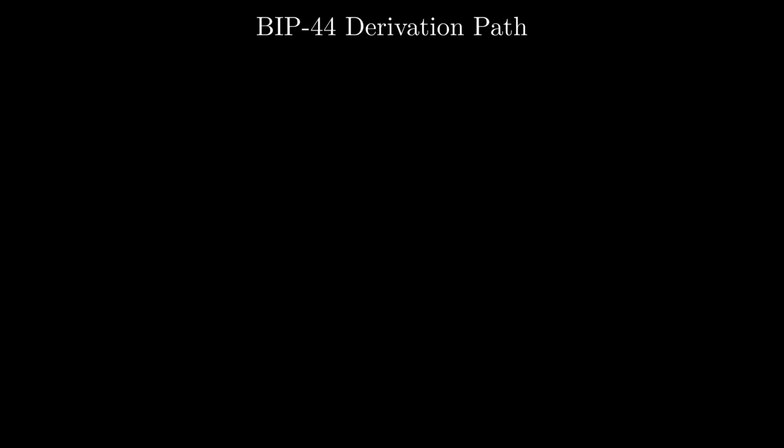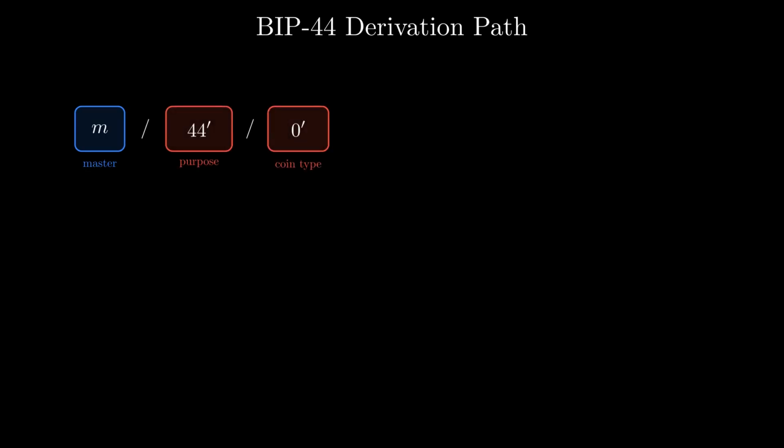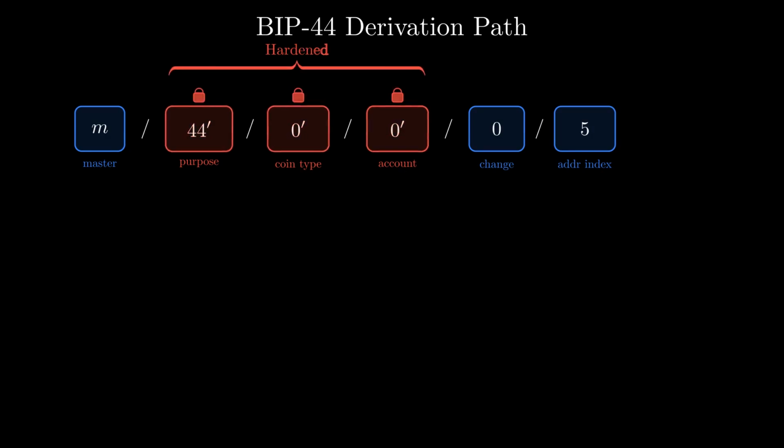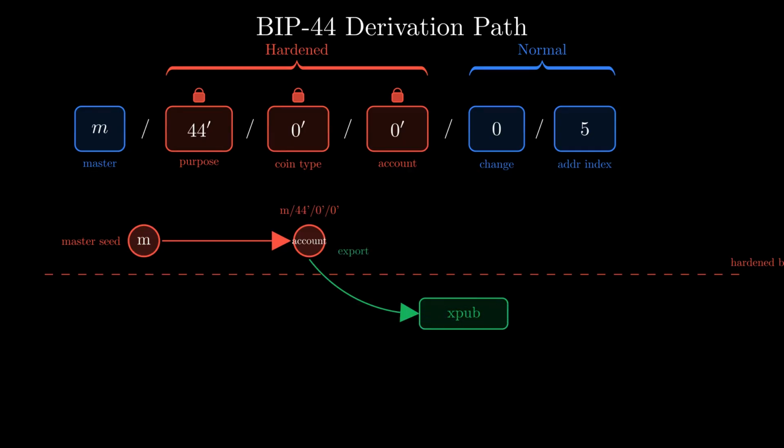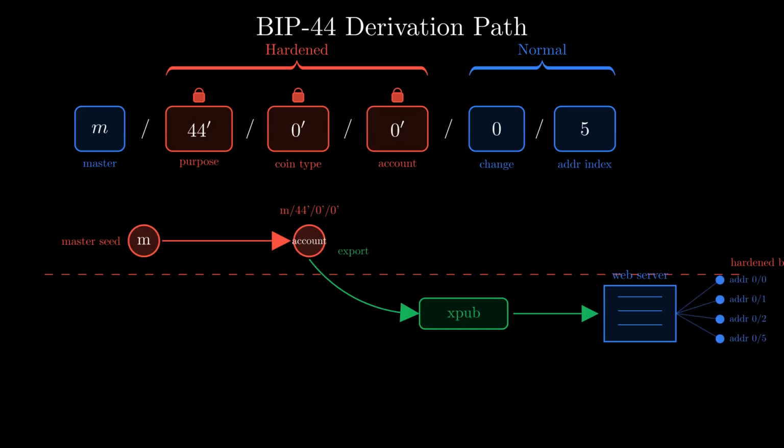Now the standard BIP-44 path makes sense. Consider m/44'/0'/0'/0/5. The top 3 levels are hardened: the purpose, the coin type, and the account. Those apostrophes isolate the master key from any account level leak. The bottom 2 levels, the change flag and the address index, stay normal. That's deliberate because it lets you export an account level xpub to a web server and generate unlimited receive addresses at the leaves without exposing anything above. Hardened at the top, normal at the bottom.